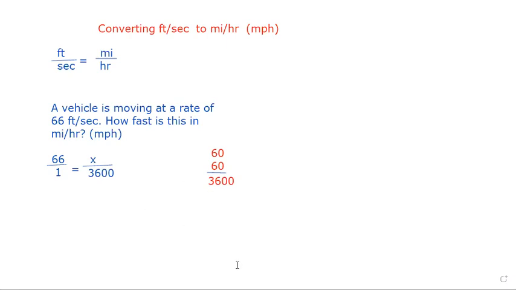So now, we have to kind of go back in time on how to solve proportions, we simply cross multiply. So when we multiply 66 times 3,600, we're going to get 237,600 feet, right? So in 1 hour, we're moving 237,600 feet.